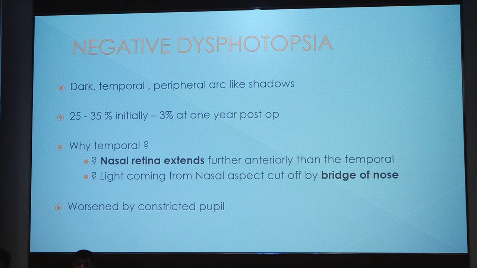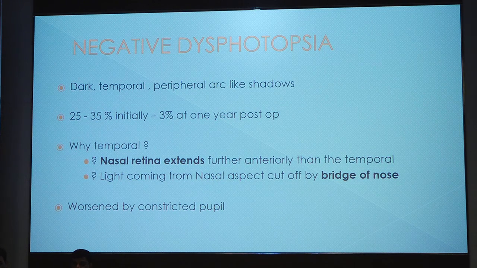Coming to the negative dysphotopsia, as I mentioned, these are the dark shadows. In the initial first month, a lot of patients will complain about it. This generally goes off between 3 to 6 months, and at the end of 1 year, 2 to 3% of our patients still have this, although the intensity might decrease and they would complain about it only if you ask them about it. Better not to ask them about it unless they complain about it.